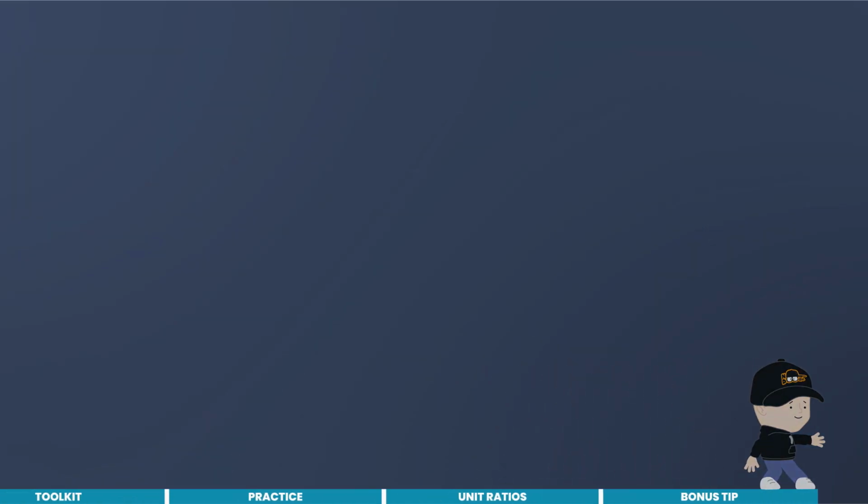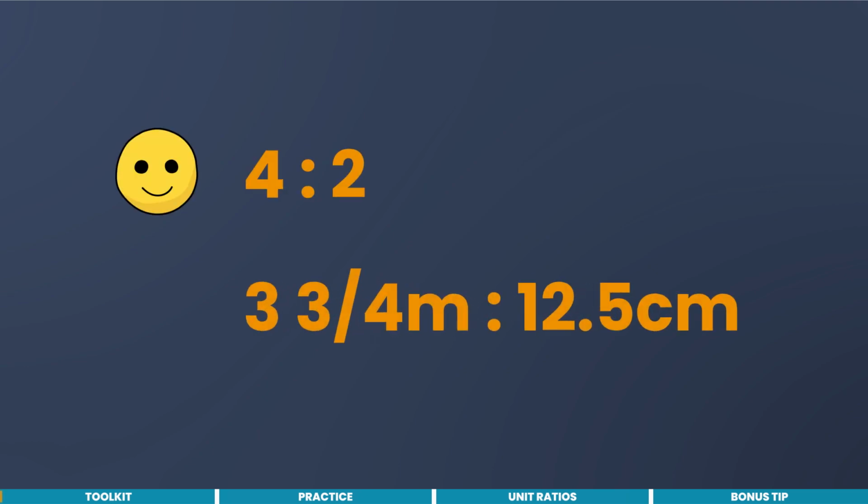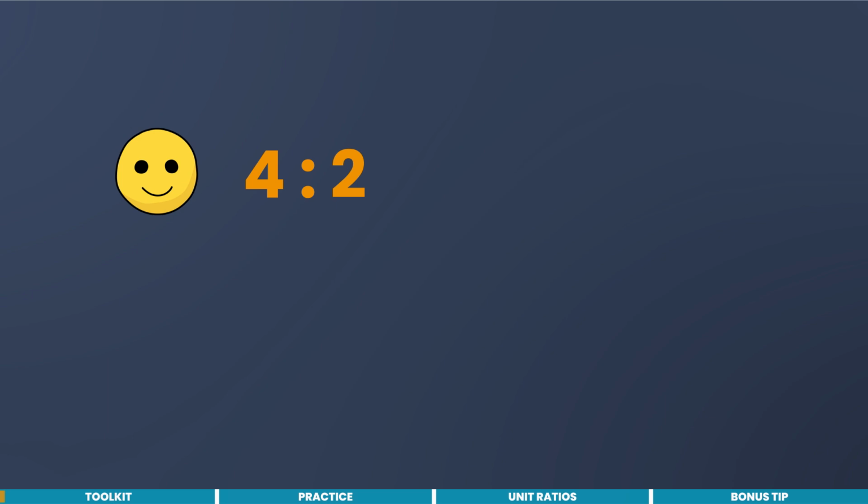Right, let's get cracking with some simplifying. My guess is that you can probably already simplify a ratio like this. But what if you were faced with a ratio like this? Don't worry, we're going to build up our toolkit starting with this easy one first.